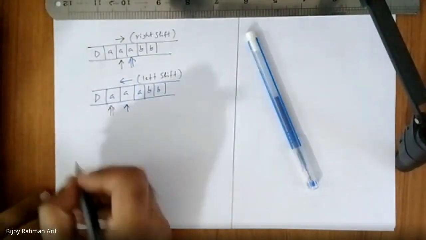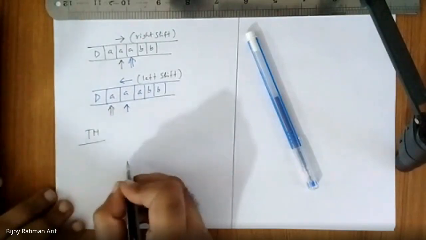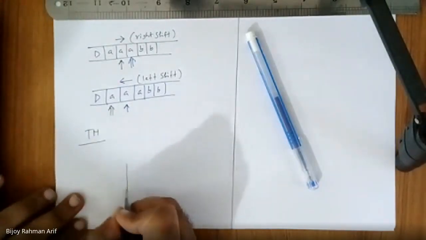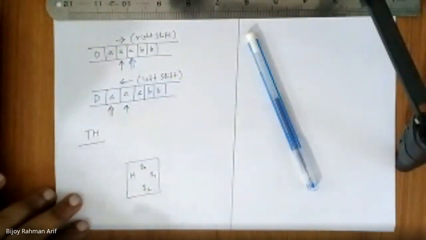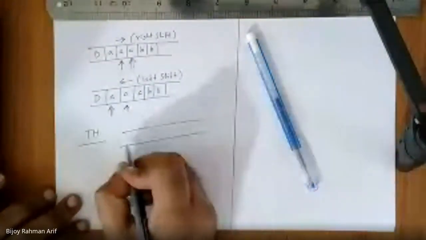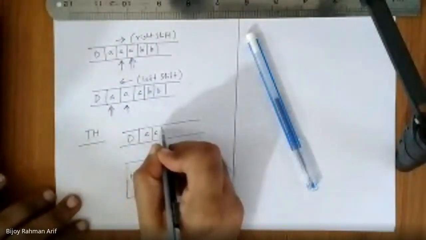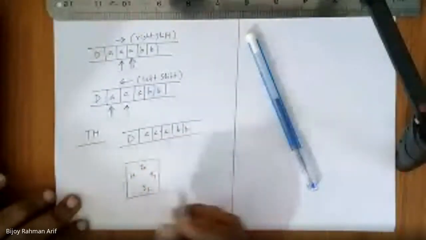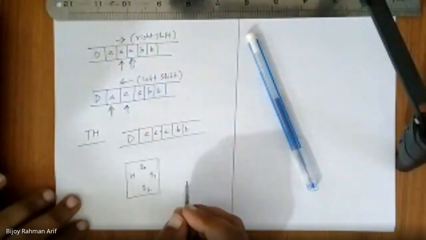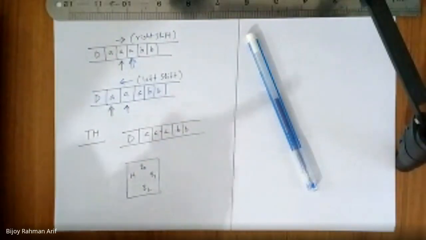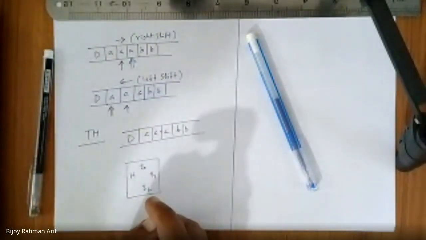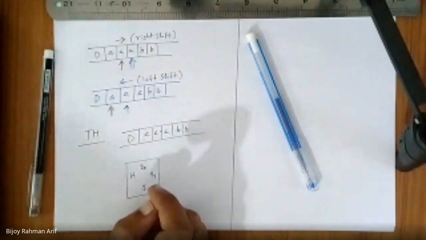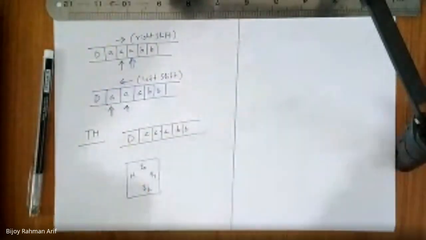Now, the whole Turing machine can be like this. The Turing machine might be like this. This is my Turing machine. These are the states: H, Q0, Q1, Q2. This is my buffer. Okay. Now, what happened? Let's take this transition.